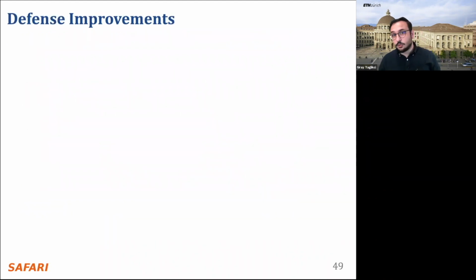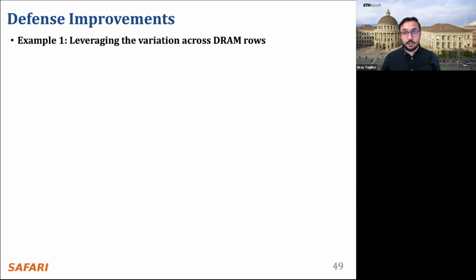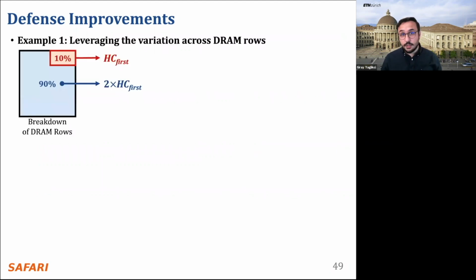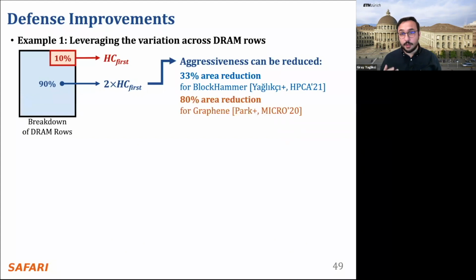I will also explain two improvements for defense mechanisms in this slide, but you can find more in the paper. The first improvement leverages the variation across rows. We observe that 90% of the rows do not experience bit flips until the activation count reaches double the HC first of the weakest 10% of the rows. Therefore, we can reduce the aggressiveness of defense mechanisms for these 90% of the rows. This can reduce the area overheads of state-of-the-art RowHammer mitigation mechanisms, BlockHammer and Graphene, by 33% and 80% respectively.